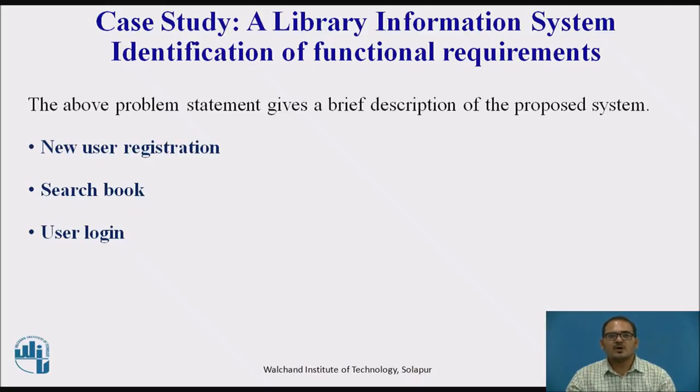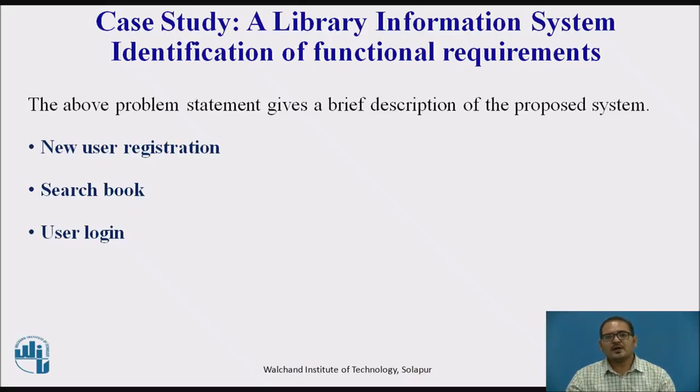On successful registration, a user ID and password would be provided to the member, and he has to use these credentials for any future transaction in the library information system. Search book: any member of the library information system can avail this facility to check whether any particular book is present in the institute's library. A book could be searched by its title, author name, or publisher's name.